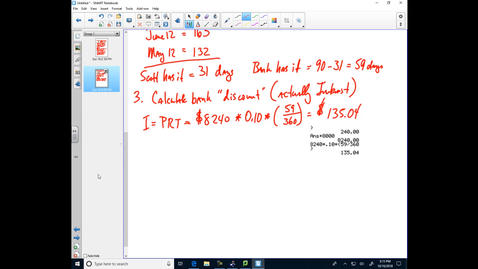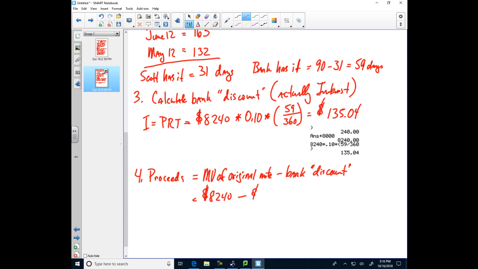All right, everybody with me so far? Yeah. So the proceeds is going to be equal to the maturity value of the original note minus the bank discount, which we know is actually interest. So let's see, this was 82.40 minus $135.04.